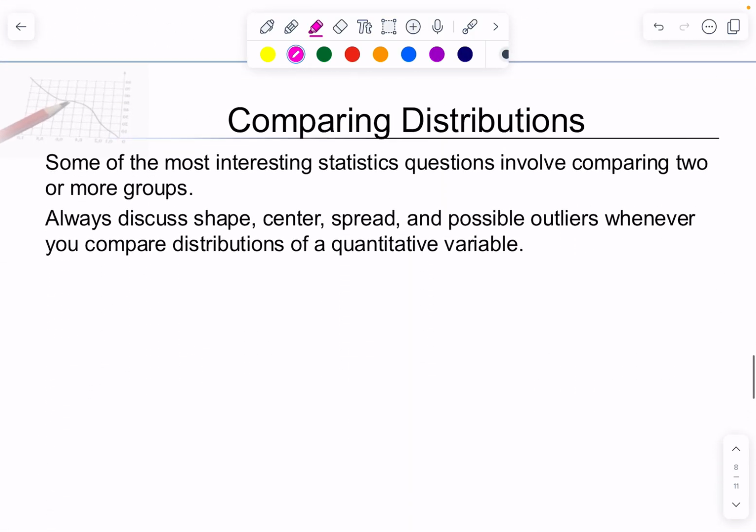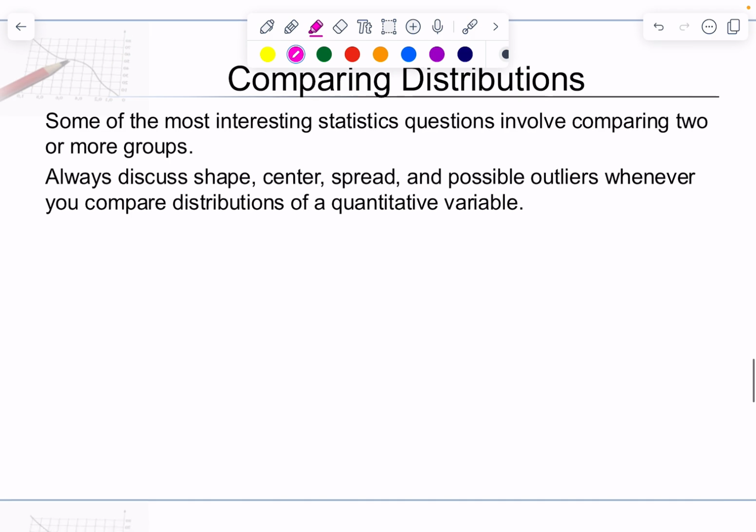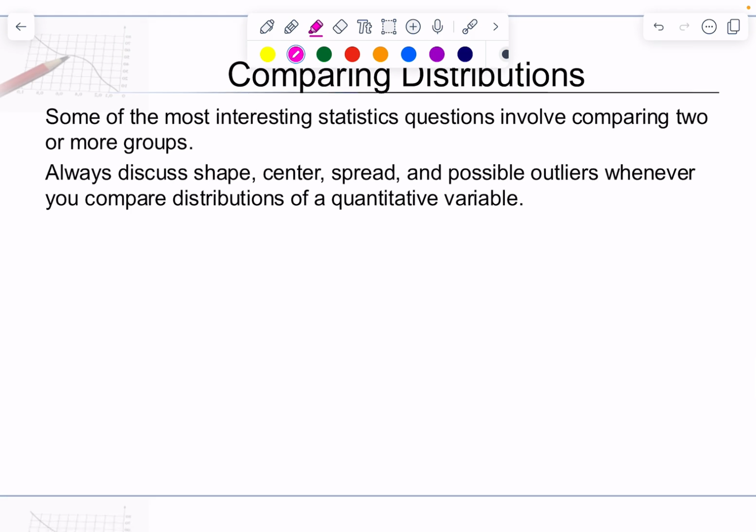The other thing then, we talk about comparing distributions. We talked about this with the side-by-side bar graphs. We talked about it with the back-to-back stem plots. So most of the interesting statistics questions involve comparing 2 or more groups. When we want to make sure we're comparing the groups, we want to talk about shape, center, spread, and possible outliers for both. How do they compare?